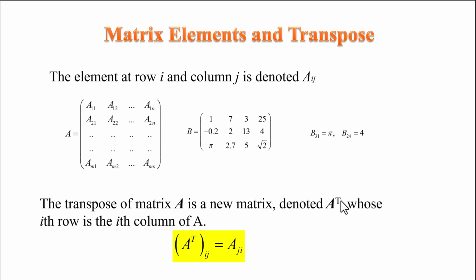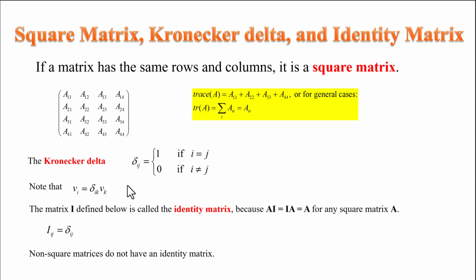The ith row of the transposed matrix is the ith column of the untransposed matrix. So it has this relationship. In other words, the rows and columns are swapped when the matrix is transposed. If a matrix has the same number of rows and columns, we say it is a square matrix. For a square matrix, its trace is defined as the sum of the diagonal terms. Using Einstein's summation convention, it can be written this way.